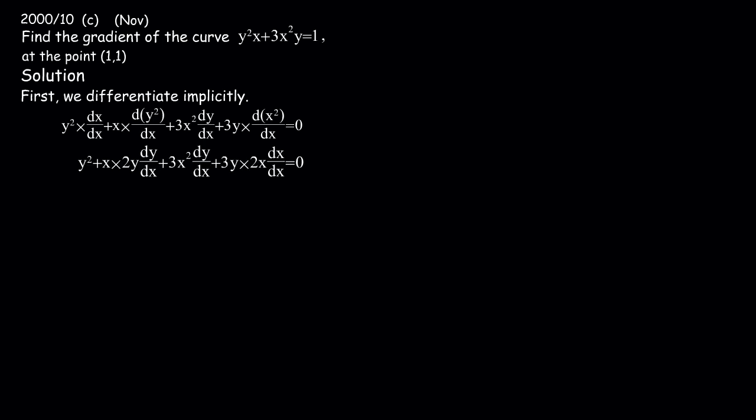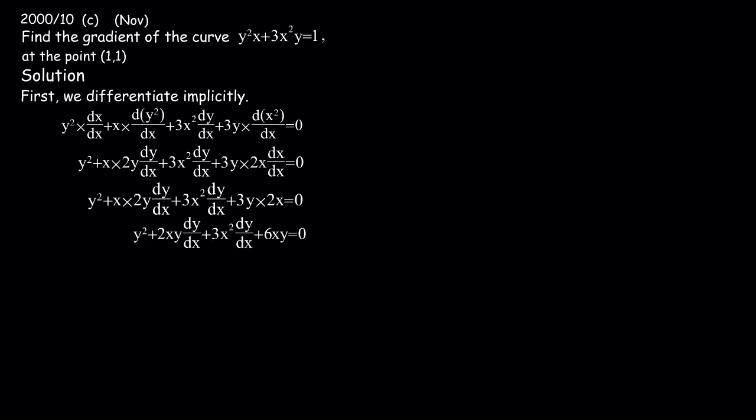Simplifying further, it becomes (y squared plus x times 2y dy over dx) plus 3x squared dy over dx plus 3y times 2x dx over dx equals 0. Breaking it down, it becomes y squared plus x times 2y dy over dx plus 3x squared dy over dx plus 3y times 2x equals 0. Simplifying further still, it becomes y squared plus 2xy dy over dx plus 3x squared dy over dx plus 6xy equals 0. At this point, we are going to be collecting like terms.